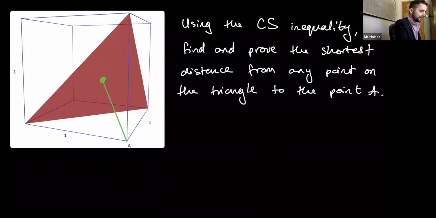So we're going to need to use Cauchy-Schwarz. Well, we don't have to, but it's fun. I want you to try and use Cauchy-Schwarz if you possibly can to prove that the shortest possible distance is given when we're in the center of the triangle. If I moved over here, it's longer. Yeah, so find and prove the minimum of D.